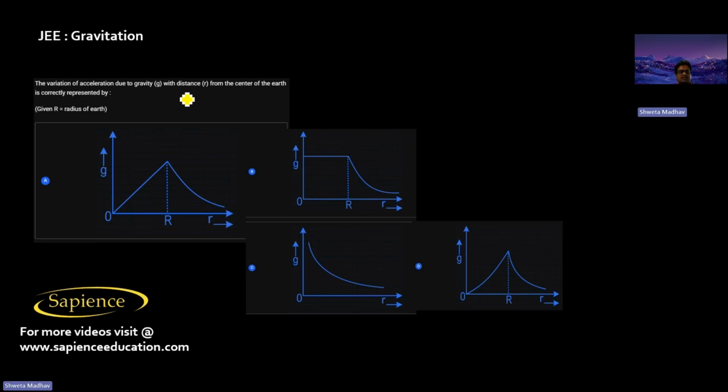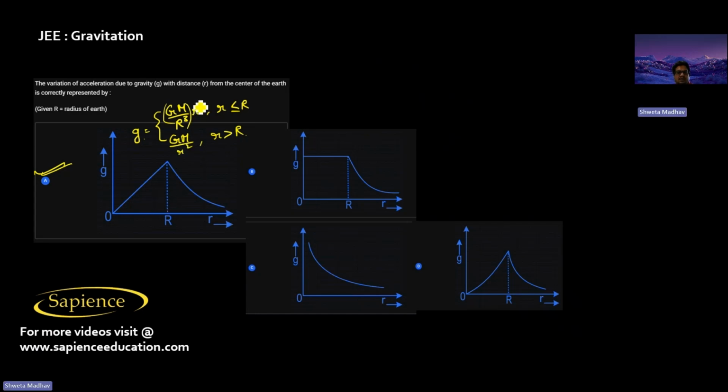It is told the variation of acceleration due to gravity G with the distance r from the center of the earth is correctly represented by. So that will obviously be option A, since you know the value of G varies with r. The value of G at a depth is given as GM by r cube into r for r less than or equal to 1, and it is GM by r square for r greater than 1.